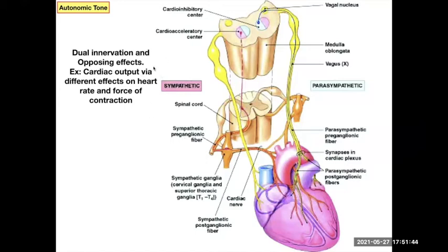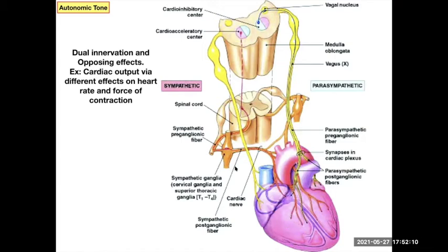So another dual innervation, your heart, is a big one. We talked a little bit about this way back when we talked about muscle tissue, cardiac tissue. If you remove this heart from the body and put it in a dish of appropriate solution, it'll pump by itself. It's auto-rhythmic. It's got its own specialized conduction cells.